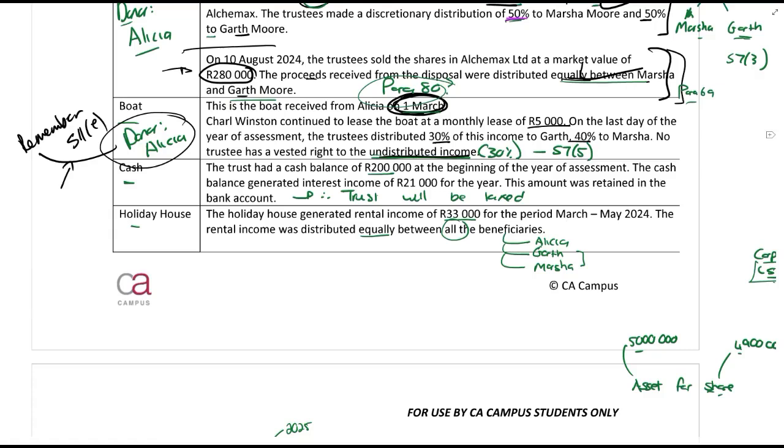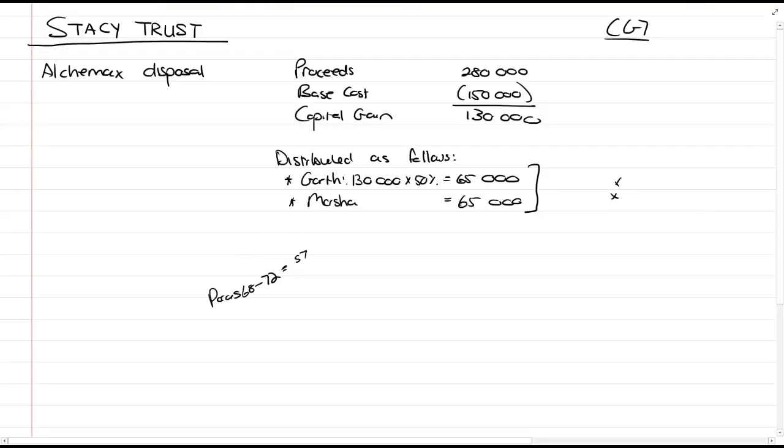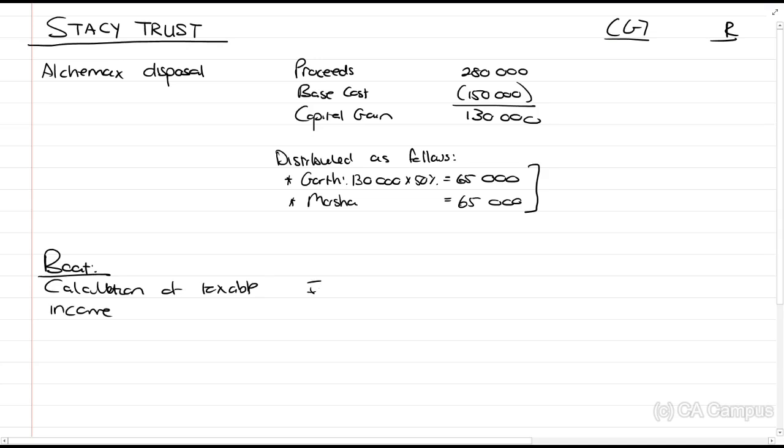Now, first of all, let's go to the trust again, and let's do the calculation here. So far on the trust, I just want you to see all that we have in the trust calculation. There's nothing in these columns yet, CGT and rands. So here we have the boat. And I'm going to say this, calculation of taxable income, because we only look at the tax effect of this. So the income received, this is the gross income, so let's call it gross income. 5,000 times 12 is 60,000. And then there's section 11E.